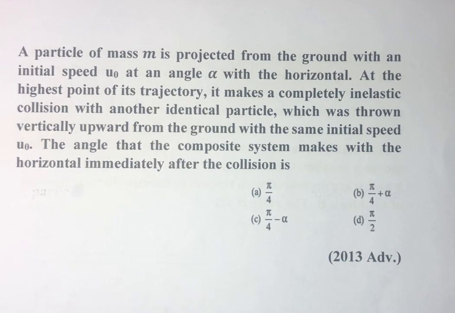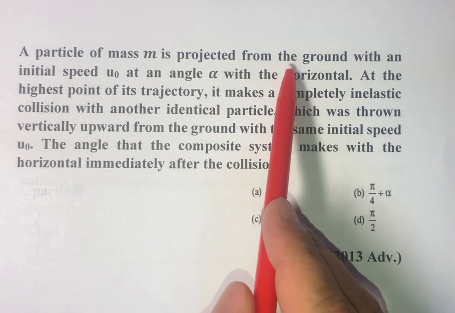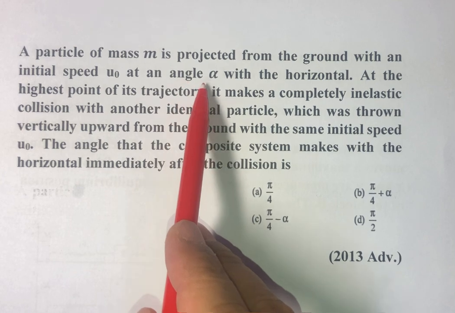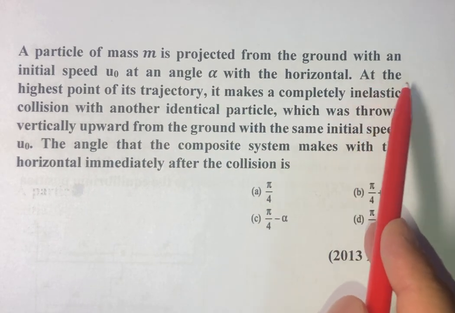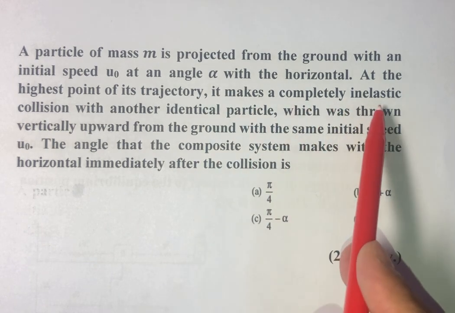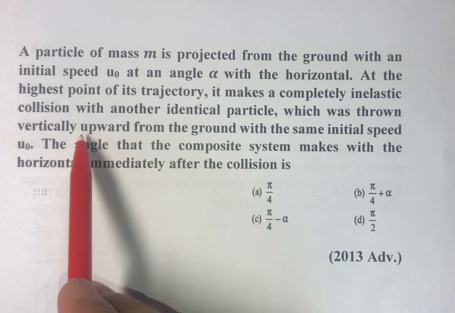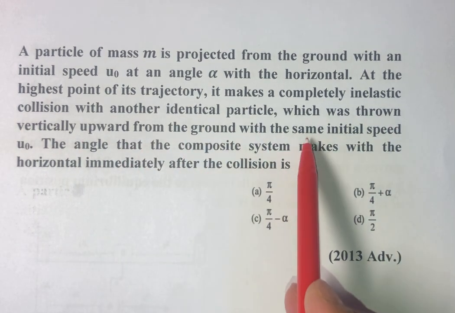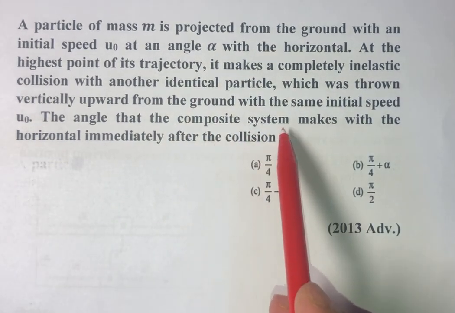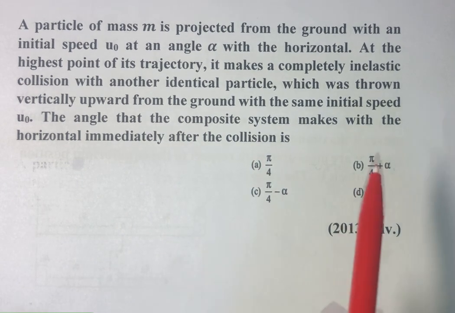Hello friends, in today's question, a particle of mass m is projected from the ground with an initial speed of u0 at an angle alpha with the horizontal. At the highest point of its trajectory, it makes a completely inelastic collision with another identical particle which was thrown vertically upward from the ground with the same initial speed u0. The angle the composite system makes with the horizontal immediately after collision is.